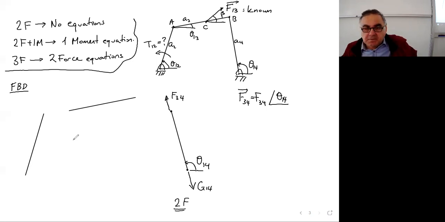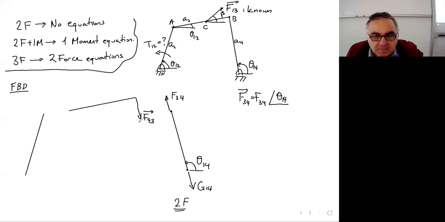How about link 3? But if F34 is in this direction, then F43 has to be equal in magnitude, opposite in direction. Okay, we know that much. We also know beta. We also know the force F13, whatever it is. F13 makes an angle of beta.